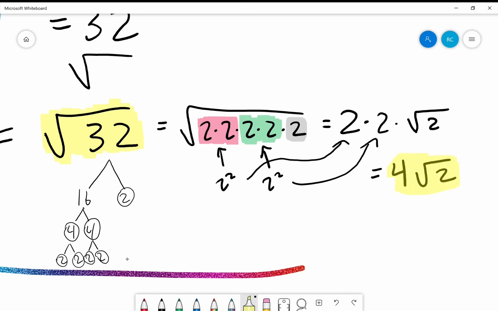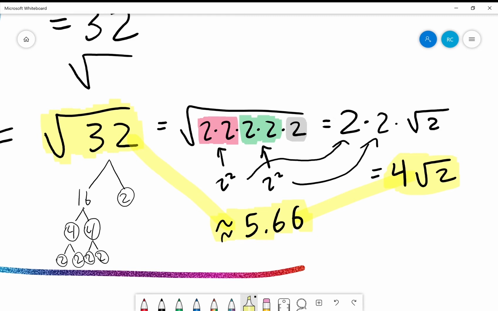Again, if you don't believe me, take 4 times the square root of 2 and the square root of 32, put them both into your calculator. Either way, you should get approximately 5.66. All three of these are 3 different ways of saying the same answer.